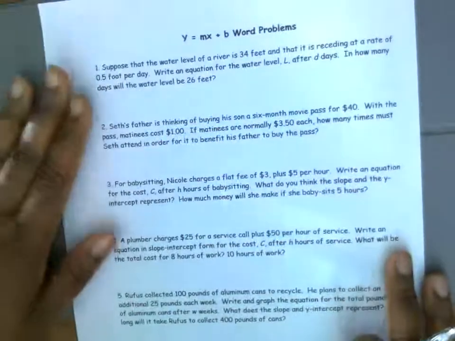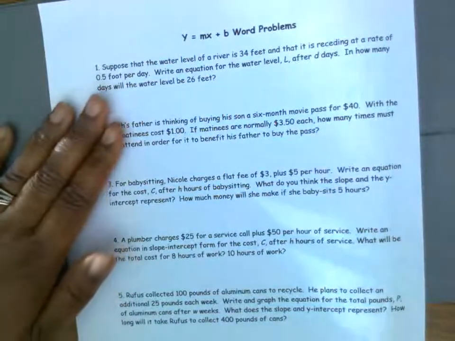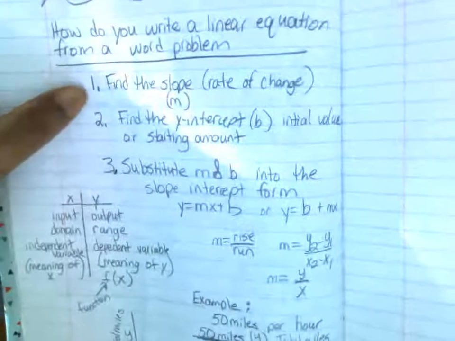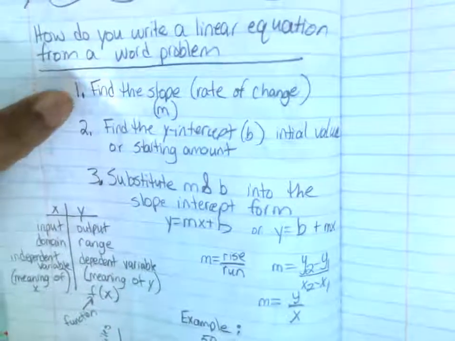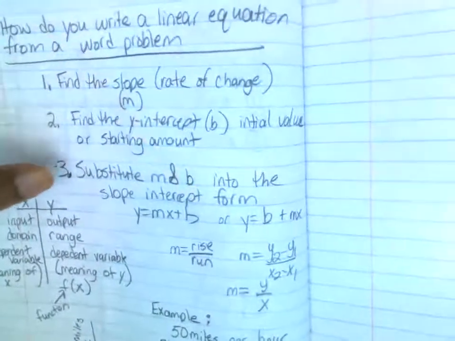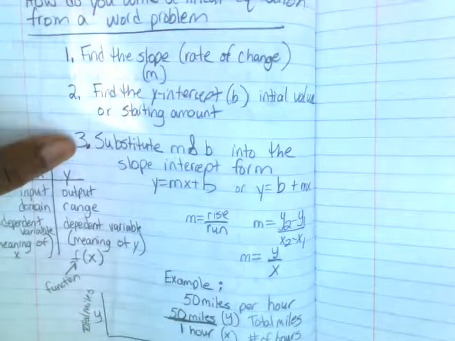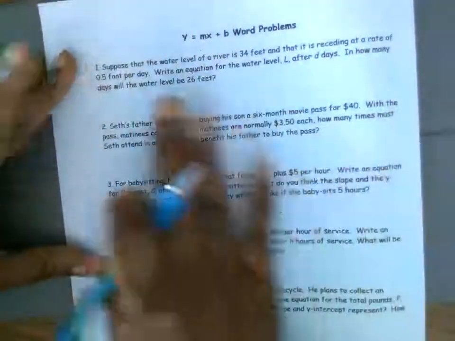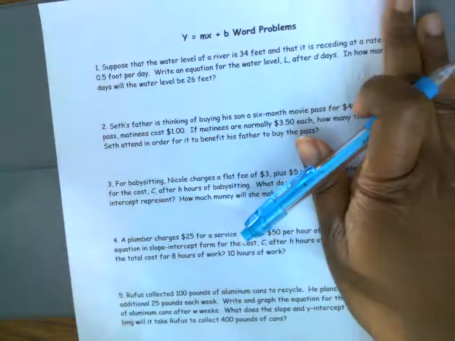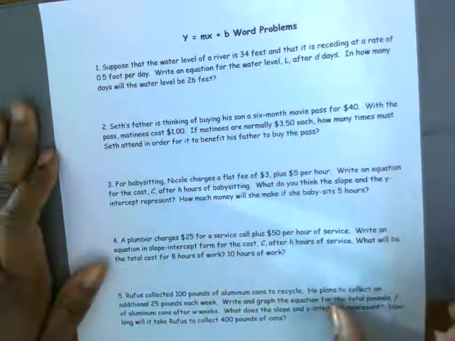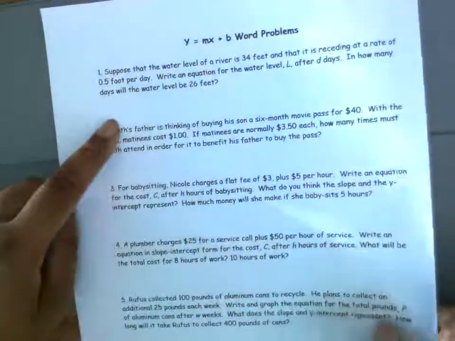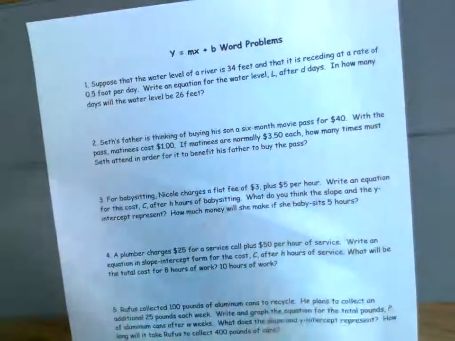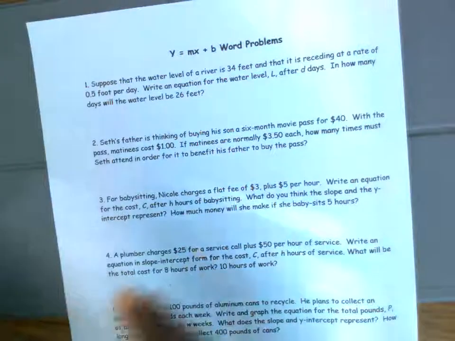Okay, so let's look at the first one. Remember, the three steps to writing an equation is to find the rate, find the starting amount, and then take that and plug it into slope-intercept form. So that's what we're going to do here. And all I'm doing is just setting up this problem so that I can answer it tomorrow. But I'm not going to solve the problem. I'm just going to write the equation to be able to answer the problems tomorrow.